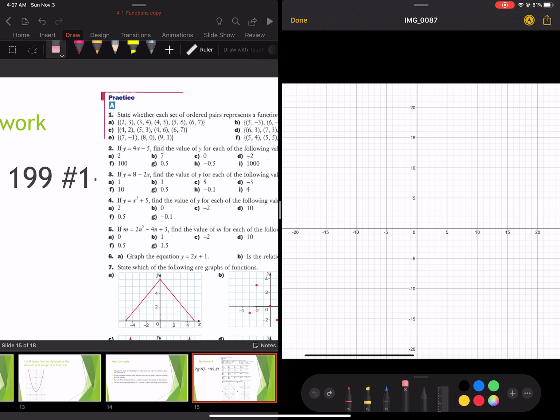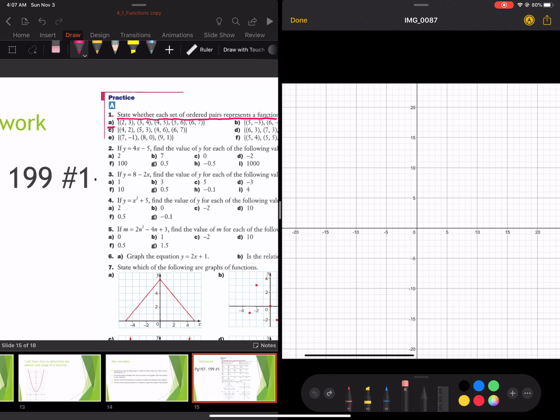All right, so let's start with question 1. Question 1A says state whether each set of ordered pairs represents a function. Now, what does that mean?